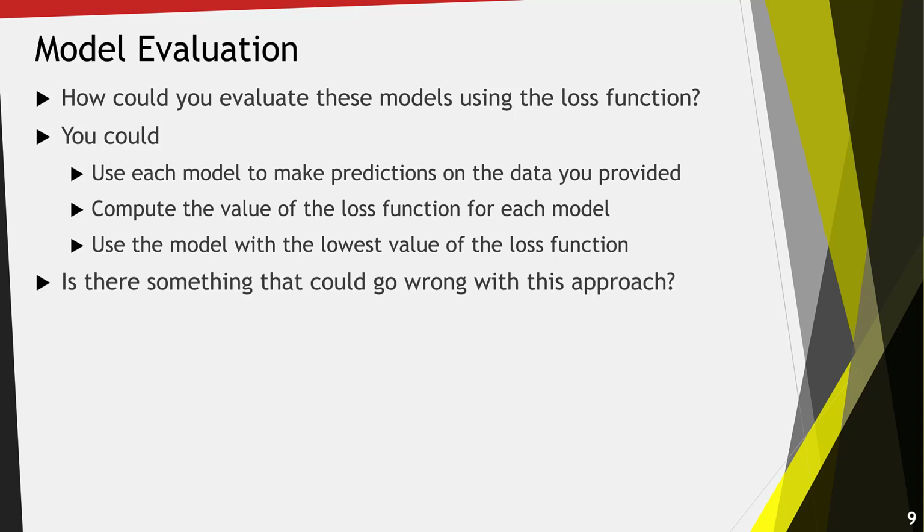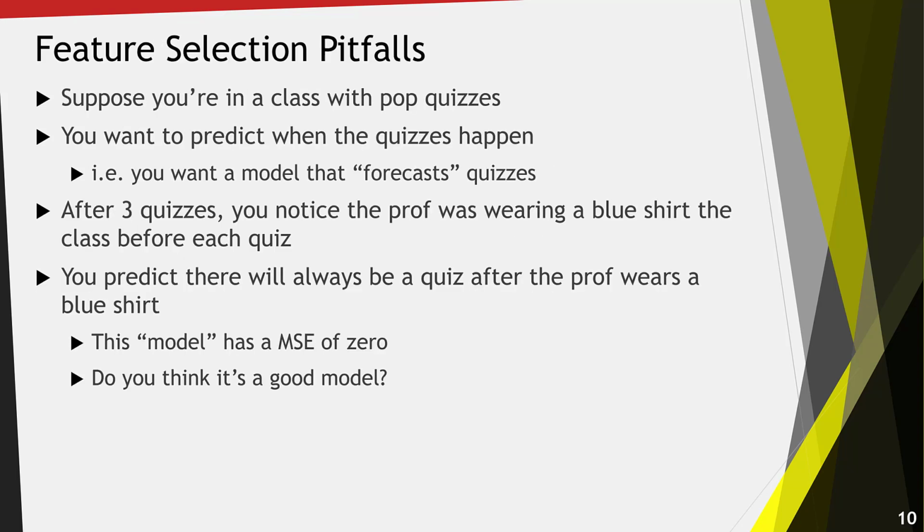But is there anything that could go wrong with this approach? In fact, this is not the way we evaluate models against each other, and I'll explain why through an example. So suppose you're in a class with pop quizzes, and you want to predict when the quizzes will happen. What this means is you want a model that forecasts when quizzes will happen. After 3 quizzes, you notice the professor of the class was always wearing a blue shirt in the class before each quiz. So you're going to predict there will always be a quiz after the professor wears a blue shirt. Based on the data that you have, this model has a mean square error of 0. But do you think it's a good model?